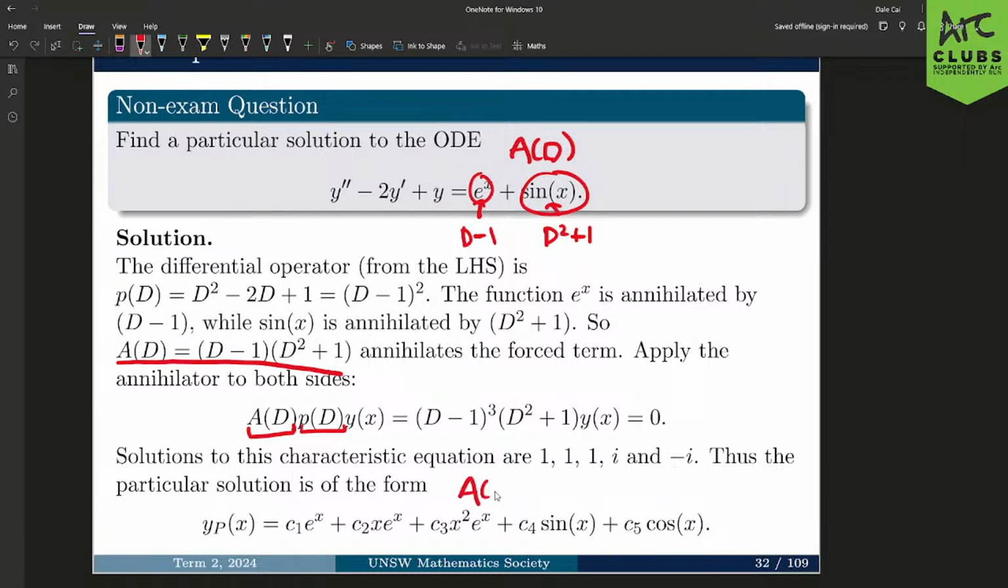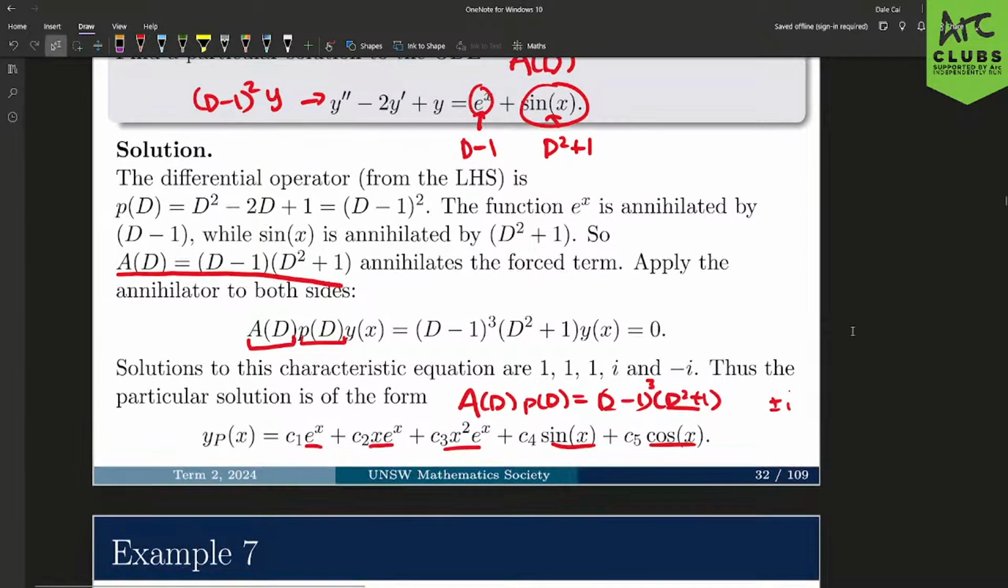Okay, and since A(D)P(D) is, okay, A(D) was (D minus 1)(D squared plus 1), and P(D), if you look at the left-hand side, is the same thing as (D minus 1) squared of y. So it's going to be (D minus 1) cubed here. The solutions to this are going to be e to the x, x e to the x, x squared e to the x, because of the cube. And then from D squared plus 1, the solutions are plus minus i, right? So that gives us sine and cos. Chuck coefficients in front and we're happy.